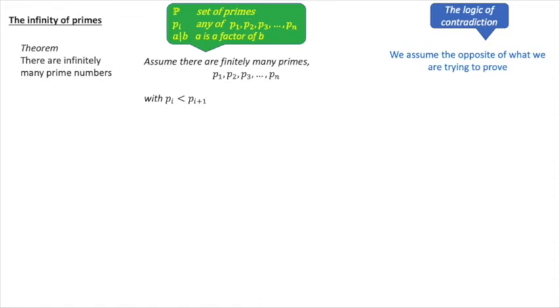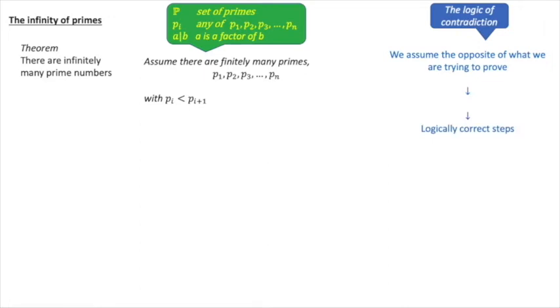And the funny P with an extra line is the set of primes, which is a similar notation to the Q and the Z you've already seen. Little pi is any of the P1, P2, P3s. Then A line B means that A is a factor of B. So we might say we could have 2 line 10. 2 is a factor of 10.